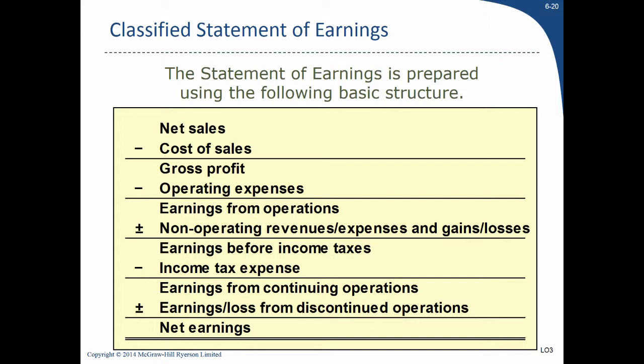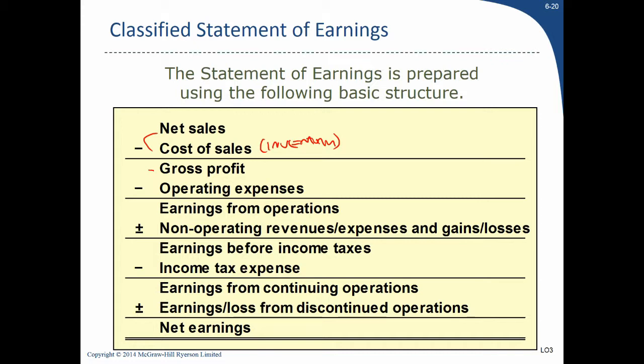Classified statement of earnings. The point of classification is to make this more useful for the reader. We don't just lump all the revenues together and then subtract all the expenses to get to net earnings. That's one method, but it's not very useful. You as a reader care much more about the direct cost of sales, which is the cost of your inventory, to get to your gross profit. Then you have earnings from operations. Then you want separated non-operating revenues and expenses, or gains and losses, things unrelated to your day-to-day operations. That'll get you to earnings before income taxes. Then you subtract income tax expense.